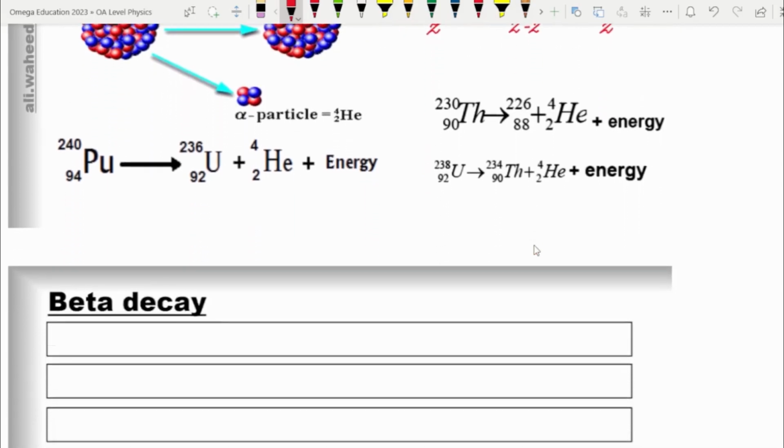Okay, so let us consider some of the examples. That was the general equation, but now let us consider some examples. The most important one is uranium 92 and 238. So this uranium is about to undergo alpha decay, and they give you this and ask you to complete the equation.